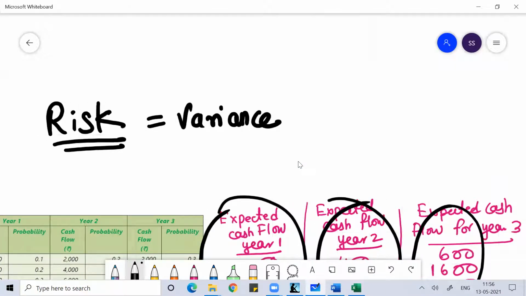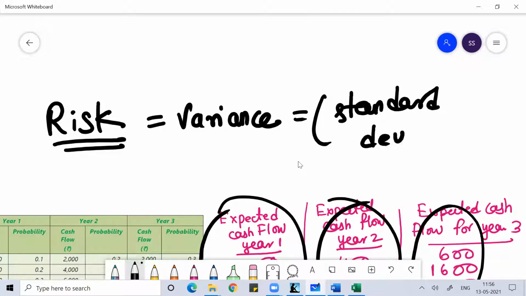So when we say variance, variance is the square of standard deviation. Okay, so you can remember this.